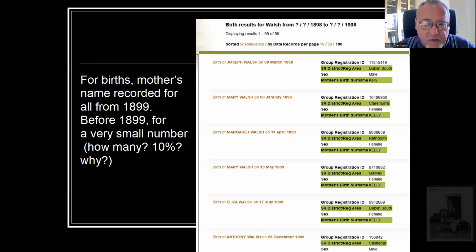I was surprised. When I was doing this and looking at the examples, I was surprised that there actually were 10 records, a Walsh with a Kelly mother, before 1899. There is a very small number that include the mother's maiden name beforehand. But the point about it is you're almost certain not to find anything if you put the mother's maiden name in before 1899. And that's not made 100% clear on the site, so keep that in mind. There'll be a summary of all of this towards the end of the talk.